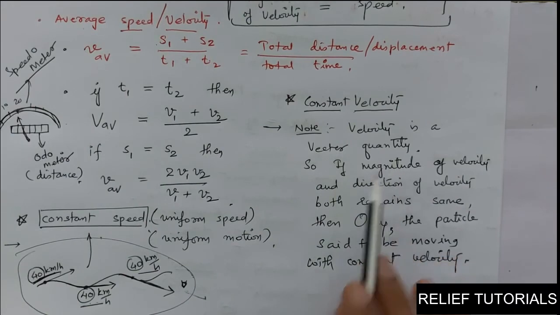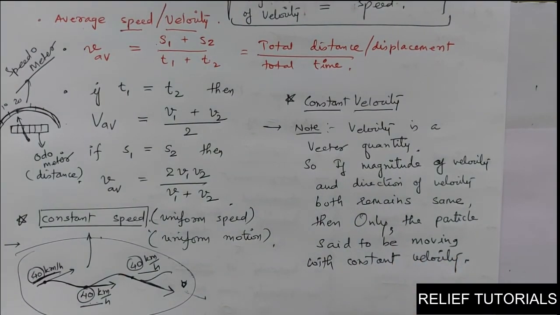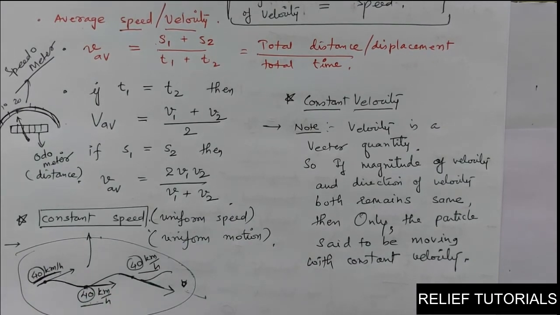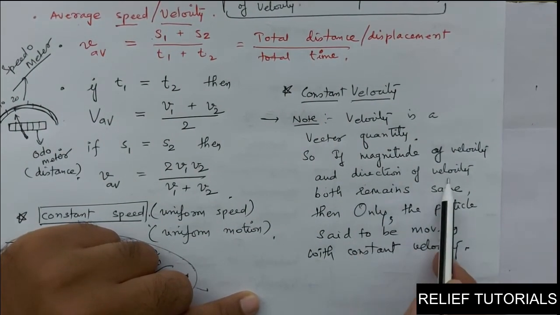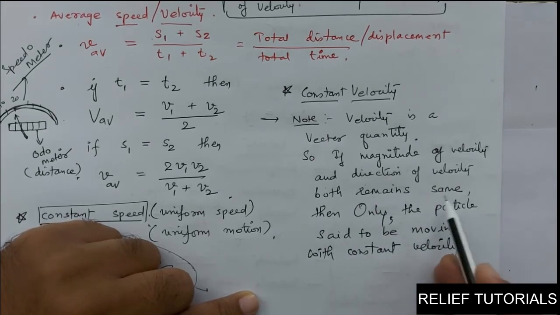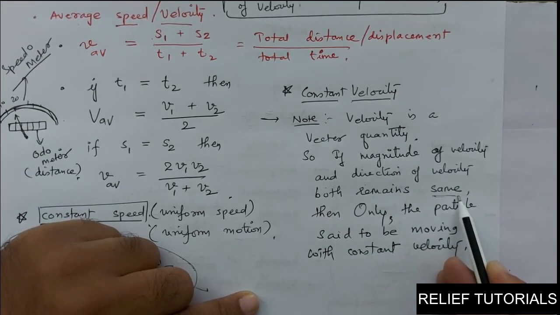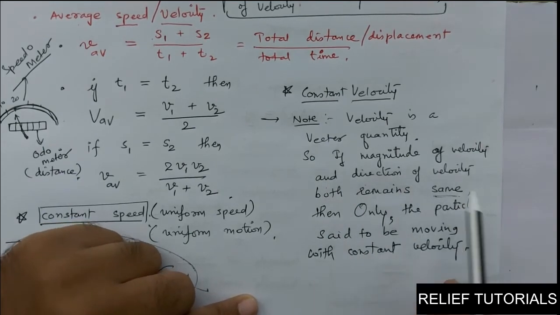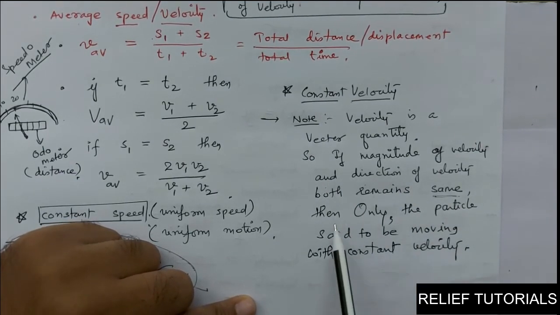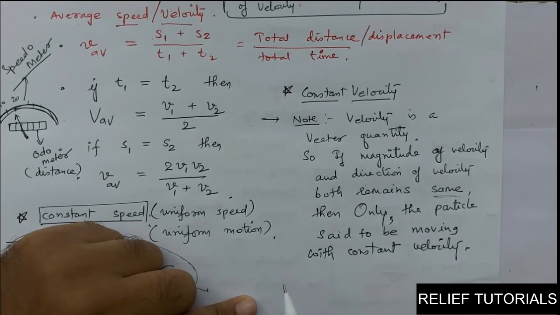Velocity is a vector quantity. Because we know that a vector quantity has two characteristics, magnitude and direction, both must remain constant. In this example, magnitude of velocity is constant but not the direction. So this example is not for constant velocity motion. So if the magnitude of velocity and direction of velocity both remain same, in place of the word same you can write constant or unchanged, whatever you say, then only the particle is said to be moving with constant velocity. Let me give you some examples.